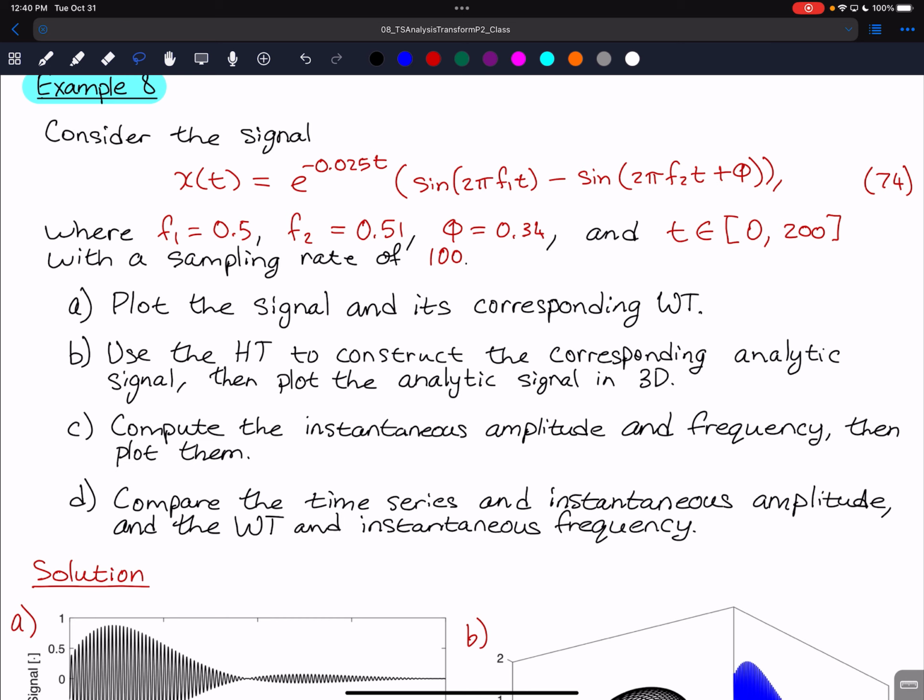Okay. And so we're going to simulate this or compute this signal for a time of 0 to 200 with a sampling rate of 100. We're then going to plot the signal and its corresponding wavelet transform. We'll then use the Hilbert transform to construct the corresponding analytic signal. And we'll plot that in 3D. And then we'll compute the instantaneous amplitude and frequency, and we'll plot those. And then we're going to superimpose the amplitude and frequency onto the time series and the wavelet transform, respectively.